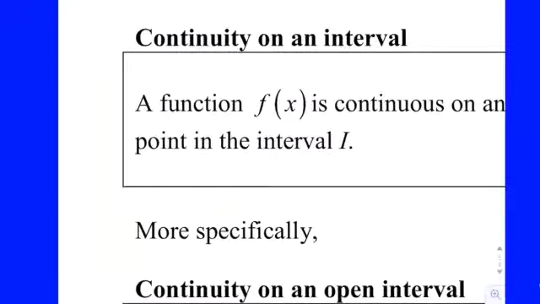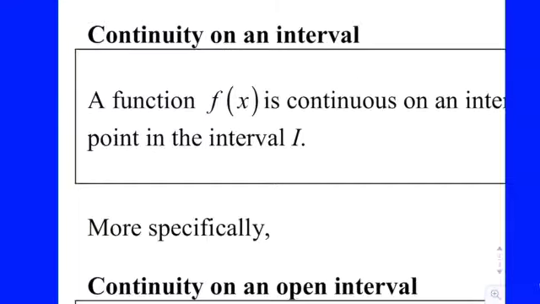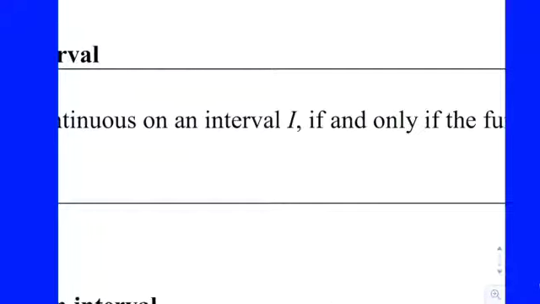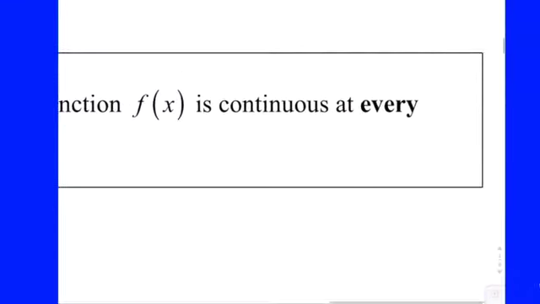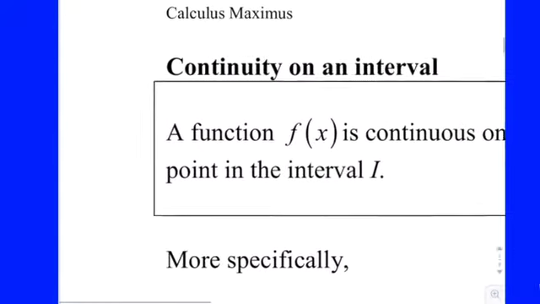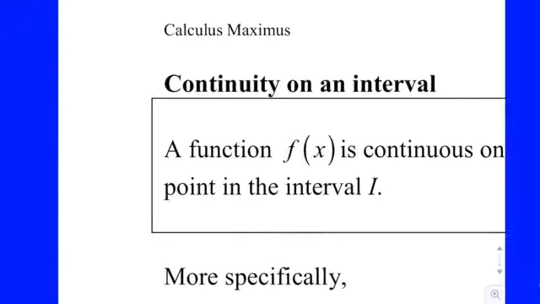All right, so now let's define continuity on an interval. You're going to like this definition. A function f is said to be continuous on an interval I. We use I for an interval. It could be open, closed, half closed, if and only if the function is continuous at every point on the interval.